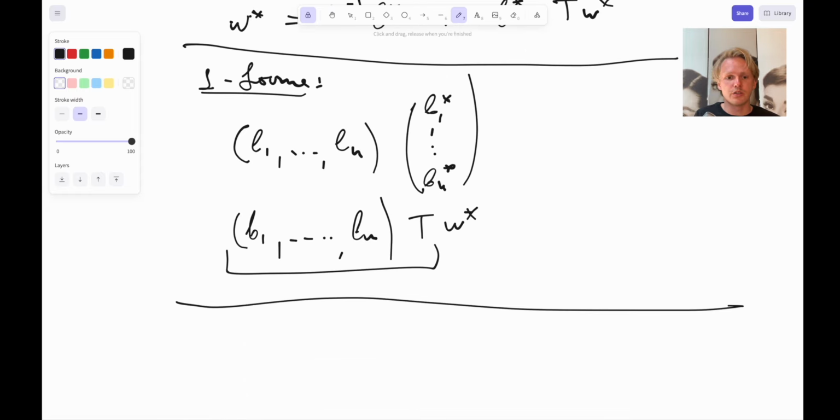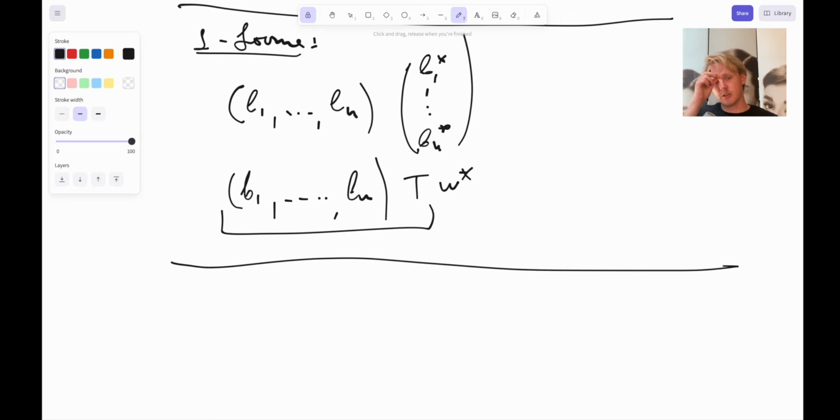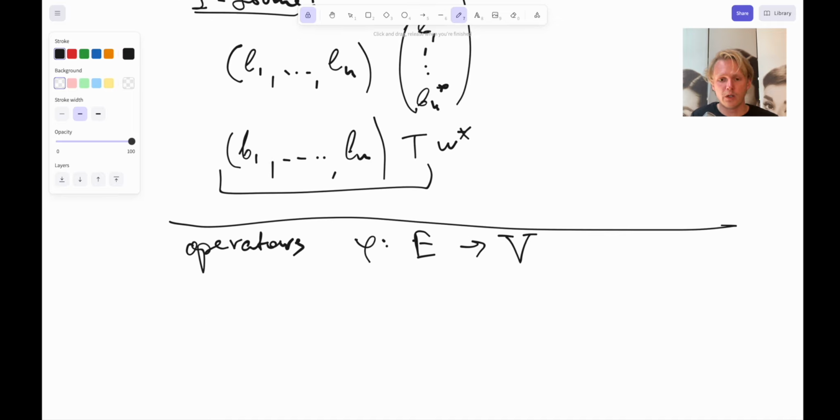So what if we have operators? Let's have an operator phi going from E to V. Then, here we go, we had a basis B that we transferred to B prime with T, and here we had C that we transferred to C prime with T_C.